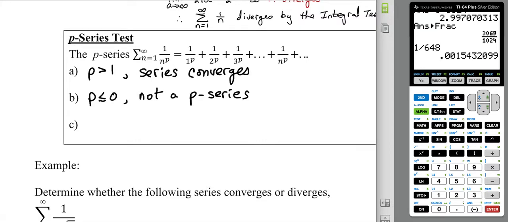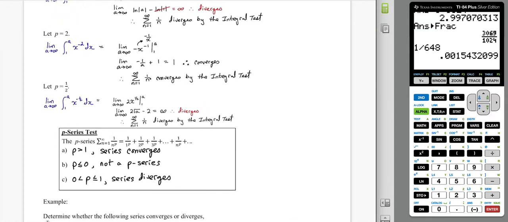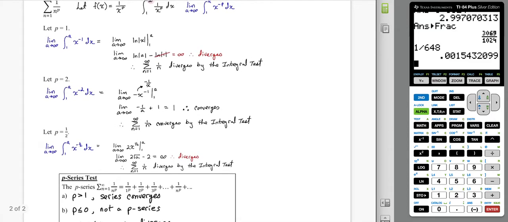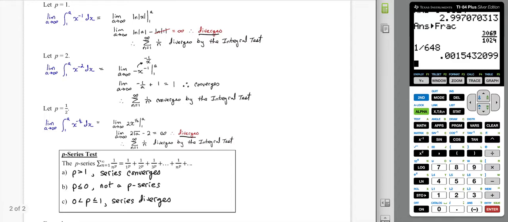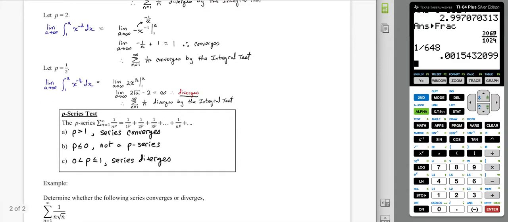So then that only leaves us with if p is between 0 and 1, then the series, based on our investigations here, diverges. Right? Because when it was equal to 1, it diverged. When it was equal to a value between 0 and 1, it diverged. There are proofs for this, but this is a reasonable justification.